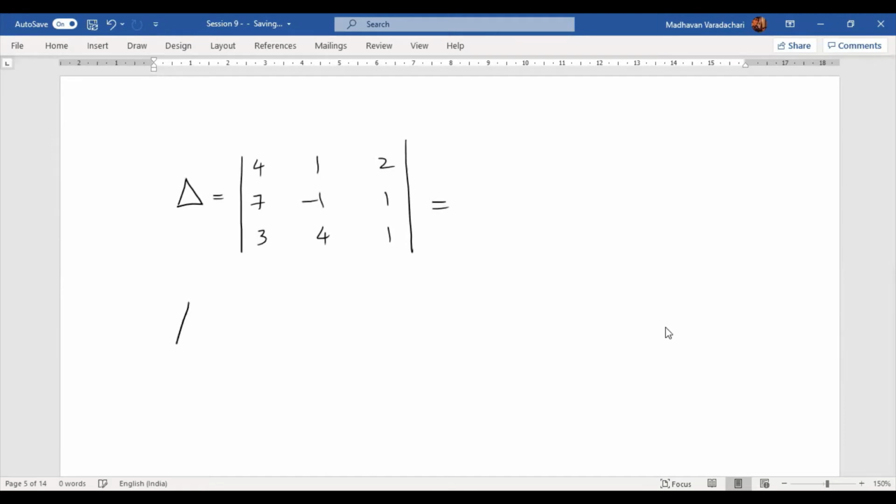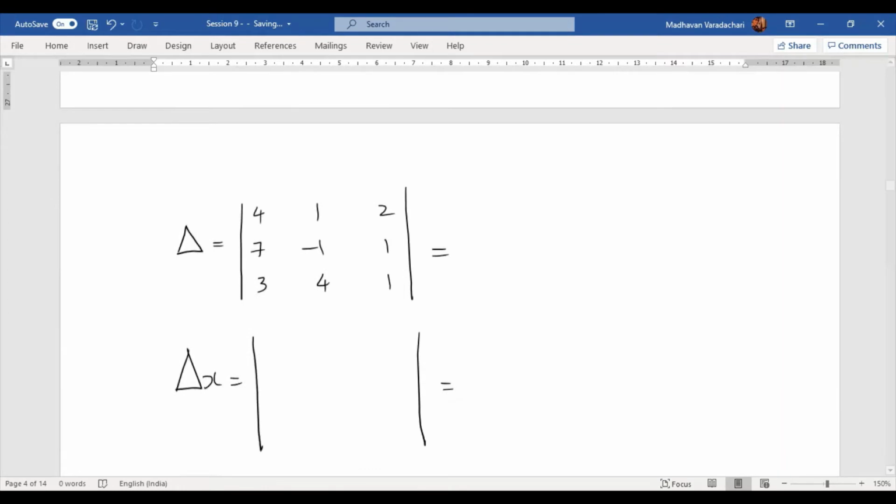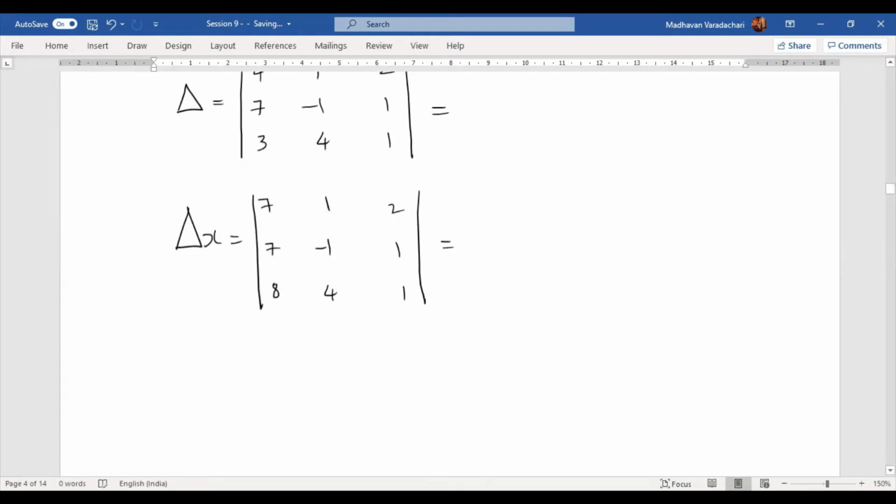Then next, write down delta x. What is delta x? In delta x, the coefficients of x which you wrote in the beginning in delta will be replaced with the constants. Instead of writing 4, 7, 3 in the first column, I will write 7, 7, 8. For the coefficients of y and z there is no change, so you write the same thing: 1, minus 1, 4 and 2, 1, 1. Then you have to evaluate this also.